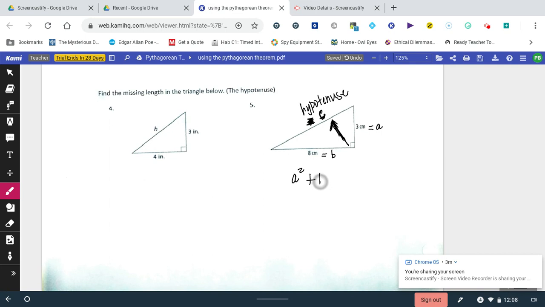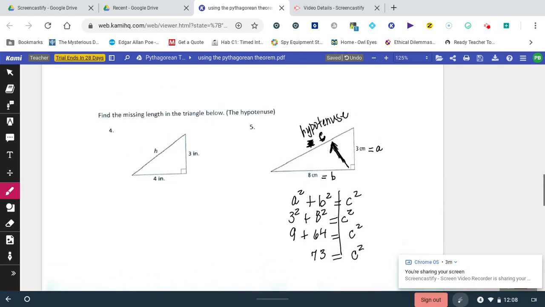So I have A squared plus B squared equals C squared. A is 3. So that's 3 squared. B is 8. So that's 8 squared equals C squared. So that's 9 plus 64 equals C squared. Well, 9 plus 64 is 73. But I don't want the square that I would draw on this side. The square that I would draw on this side would look something like this. Okay? I don't want that.